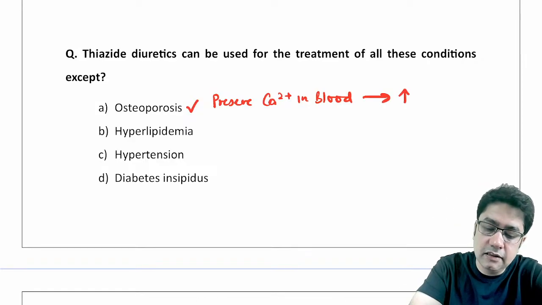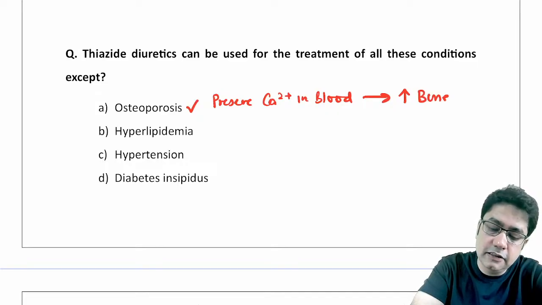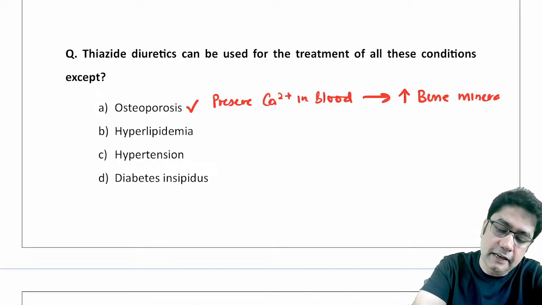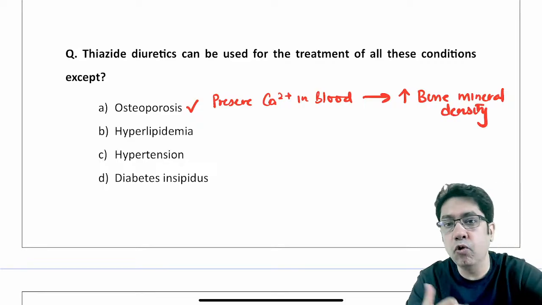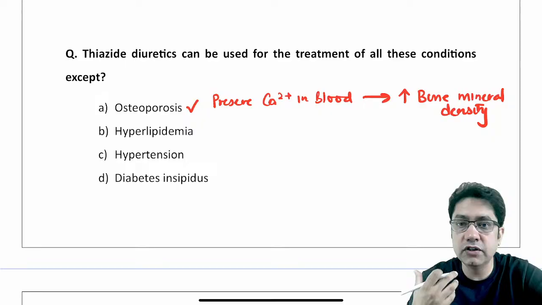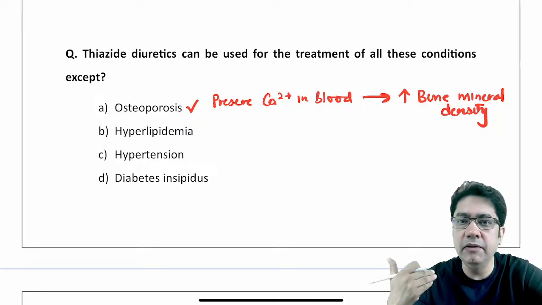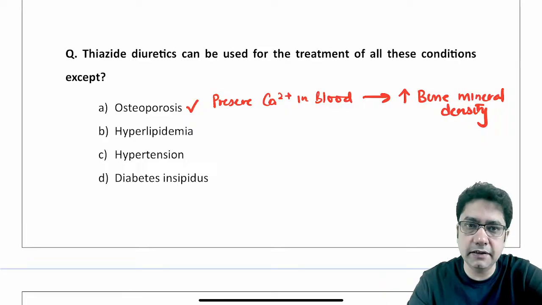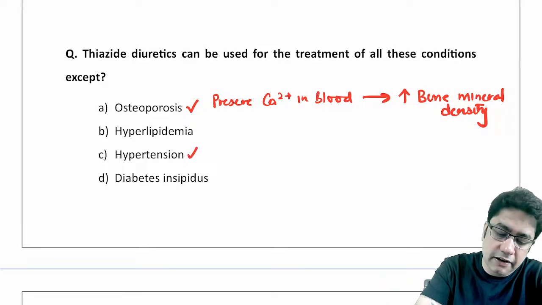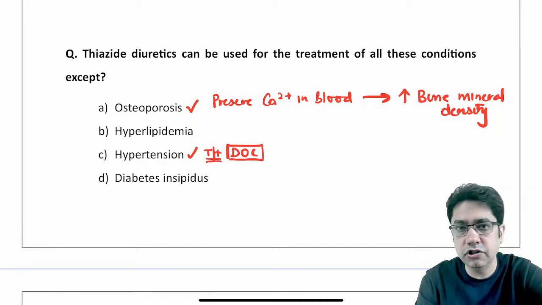So that is why thiazide diuretics increase bone mineral density. So if a patient has osteoporosis, especially an old age patient who is at risk of osteoporosis, in old age people we prefer to give thiazide diuretics. Now they are given in the treatment of hypertension. Yes, they are the diuretic of choice, the first line drug for hypertension.